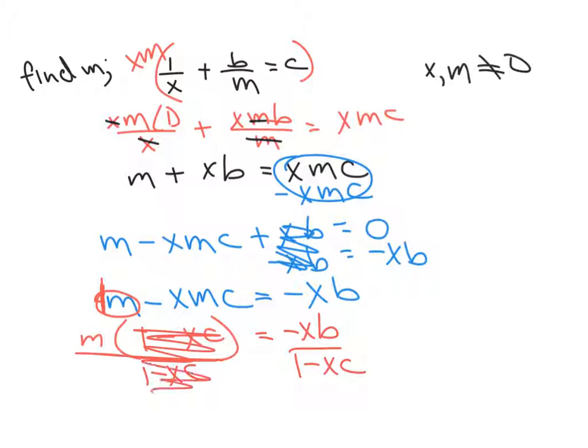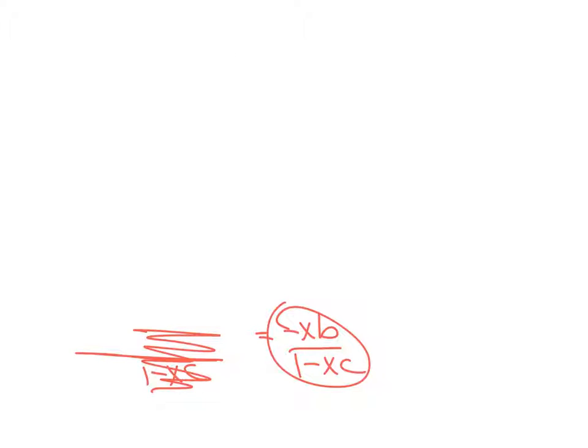And that goes away. And look what happens. I have my m by itself, and I have everything else over here. Okay? So that's basically the steps to do this. So let's go ahead, try a couple more. They're not too terribly difficult, but it's just remembering what we're doing here.